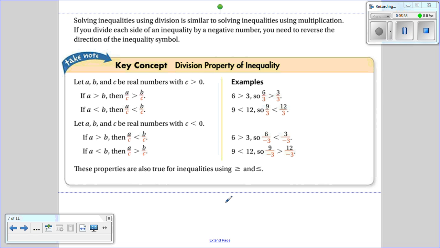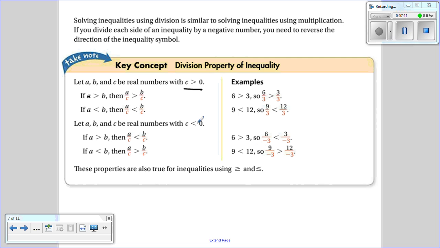All right. Now, the thing to keep in mind is that this works the exact same way with division. So if you have two numbers, A and B, and you divide by another number, C, if that number is positive, greater than 0, nothing changes. The signs stay the same, right? 6 is greater than 3. 6 divided by 3 is 2. 3 divided by 3 is 1. 2 is still greater than 1. And that works for the less than as well.